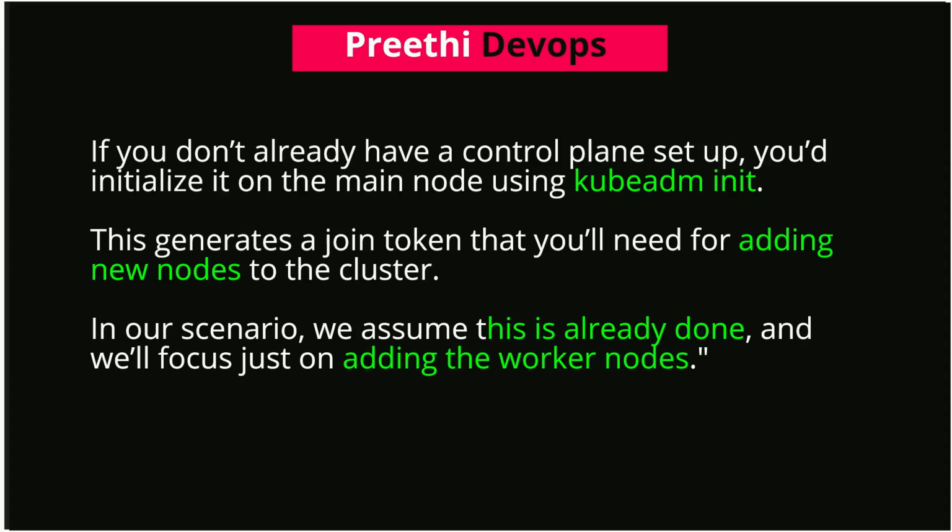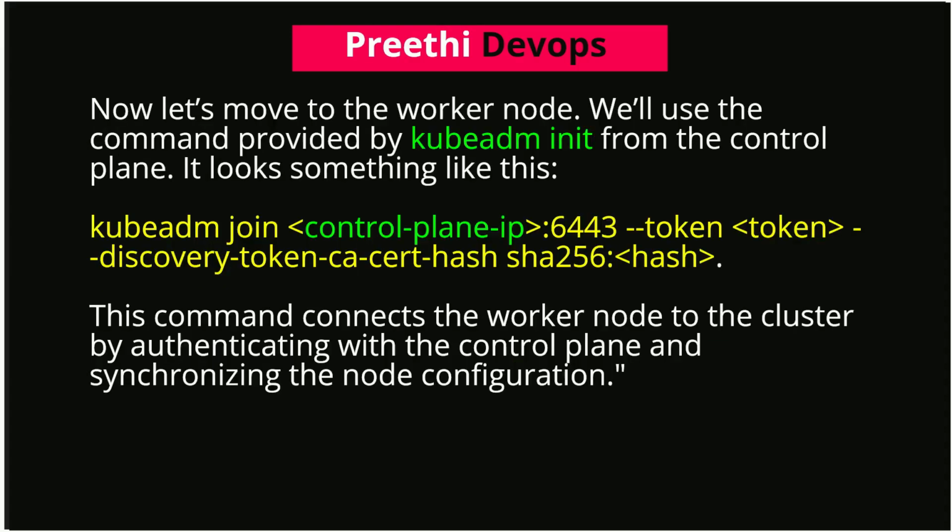If you don't already have a control plane set up, you'd initialize it on the main node using kubeadm init. This generates a join token that you'll need for adding new nodes to the cluster. In our scenario, we assume this is already done, and we'll focus just on adding the worker nodes. Now let's move to the worker node.